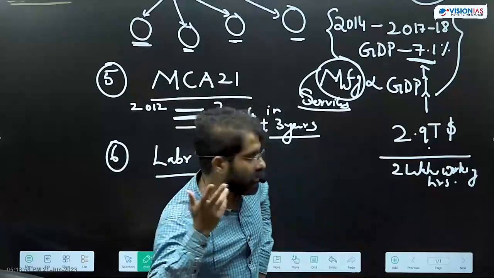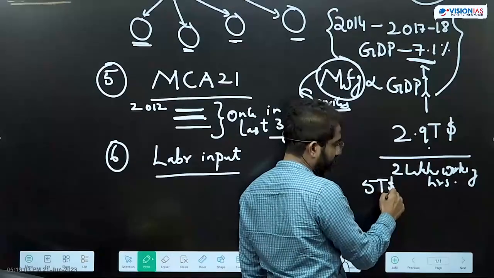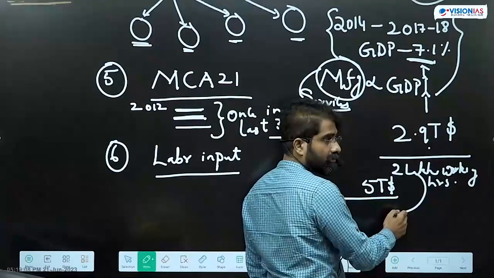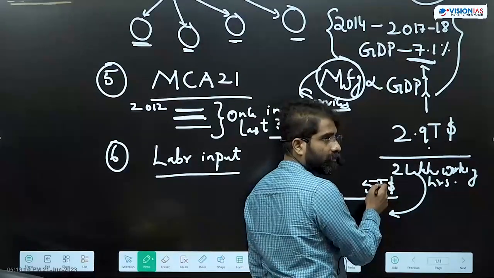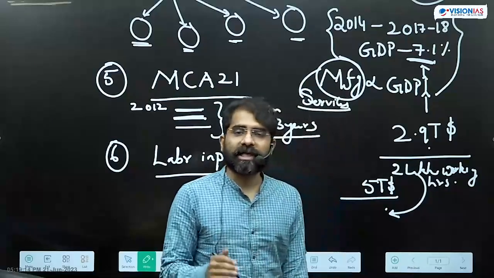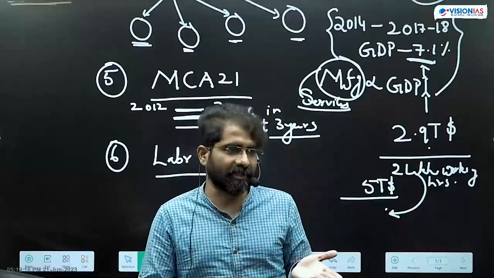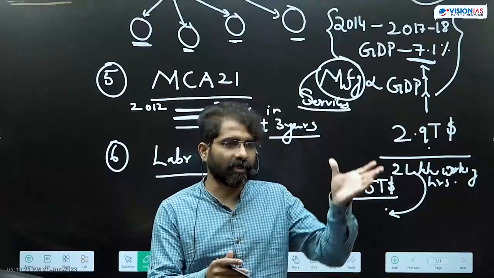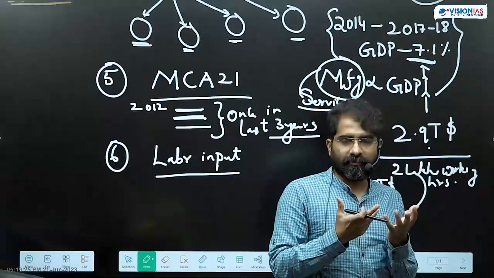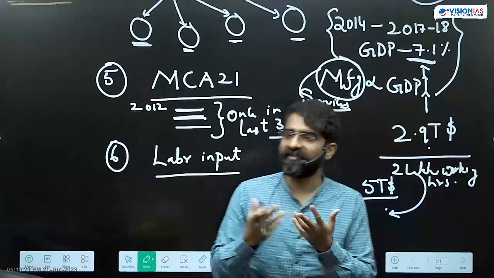Now, tomorrow, if $5 trillion is also created by the same number of labor hours. $5 trillion is the output. It is created by, let's say, 2 lakh working hours. What has happened to my labor productivity? Increased. This is how you calculate basically. That means what is the output of GDP, and then what are the number of labor hours put in. So if I divide both, you get the efficiency part.